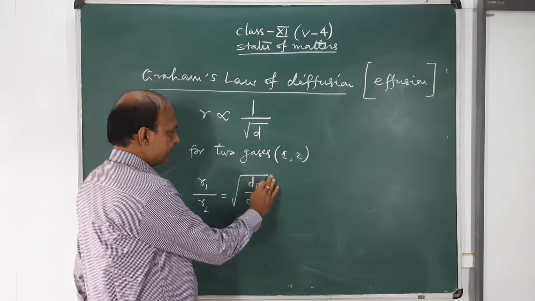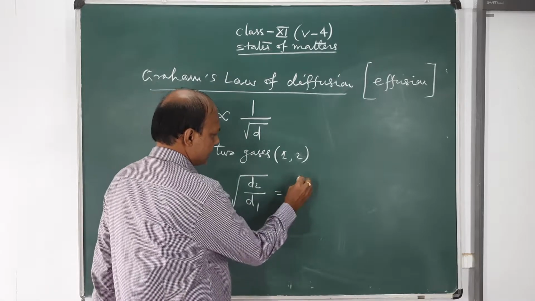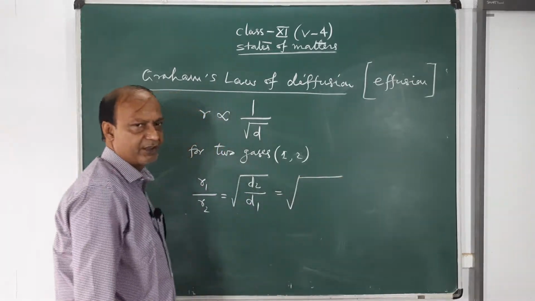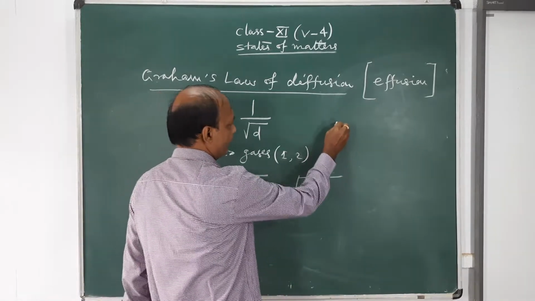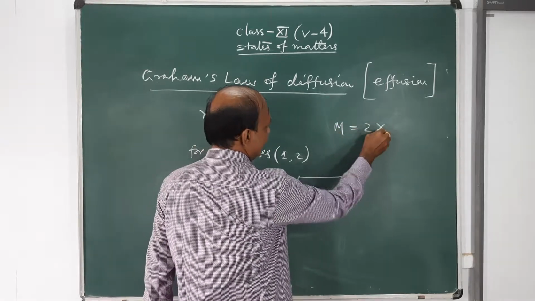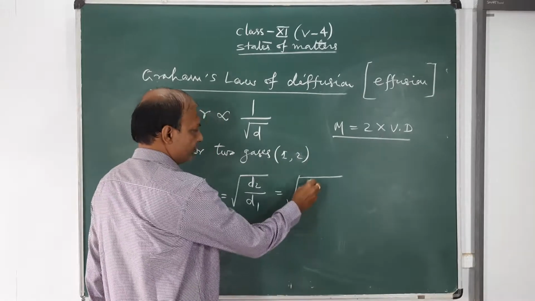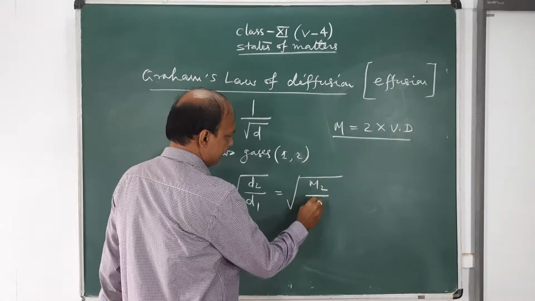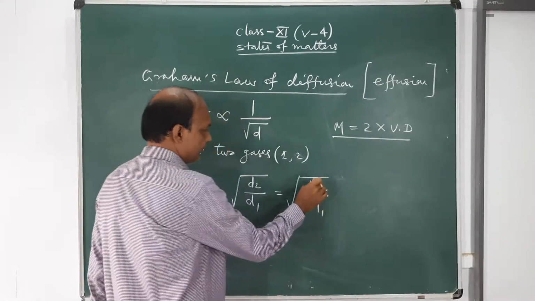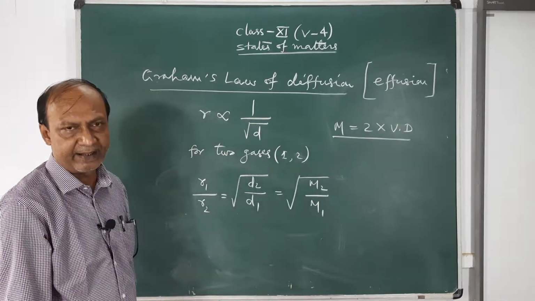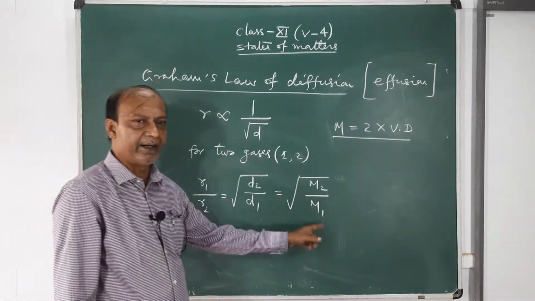As you know, density and molar mass are related to each other. You know that molar mass equals 2 into vapor density. Applying this formula, you can find that this will be equal to root under M2 by M1, the molar mass of the second gas by the molar mass of the first gas. This can be related in this way.